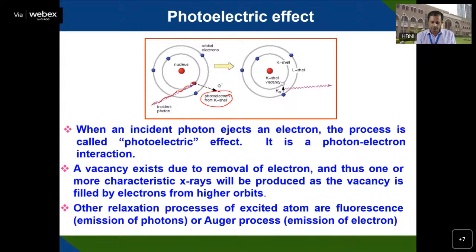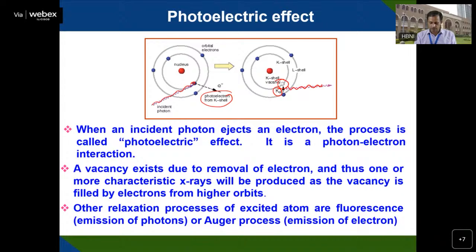In this case, when the electron moves from its energy state to vacuum, a vacancy is created. That vacancy exists due to the removal of the electron, and thus one or more characteristic X-rays are emitted, depending on whether it is K alpha, or an L shell transition giving K beta, or K gamma. Depending upon all those parameters, you will be able to see how photon and electron interact.